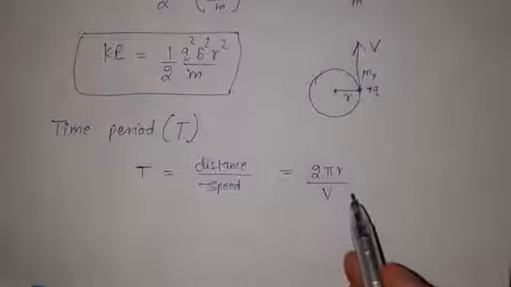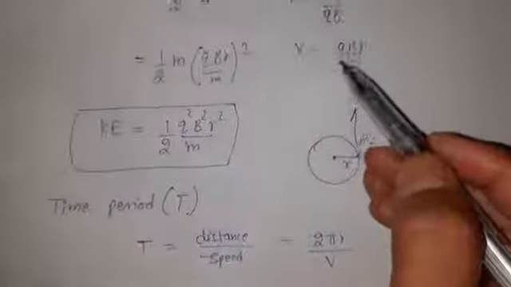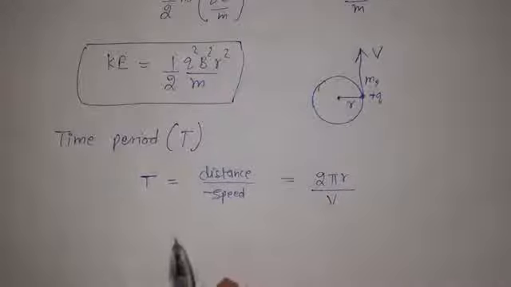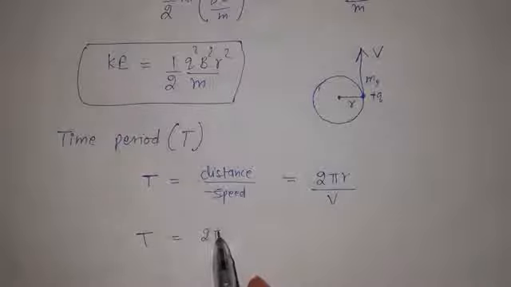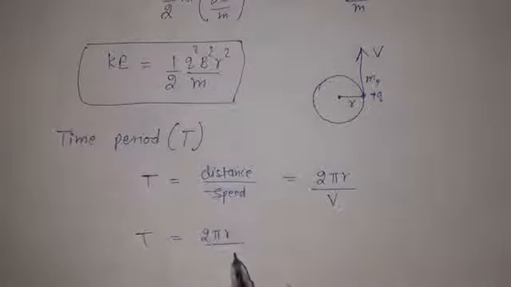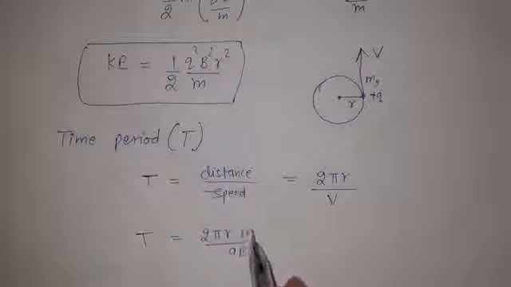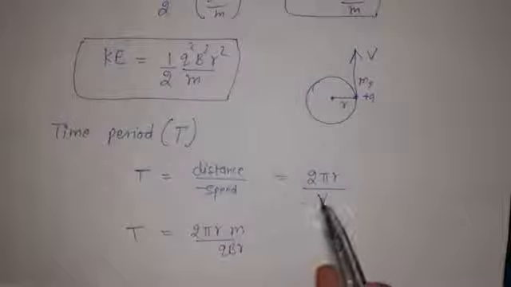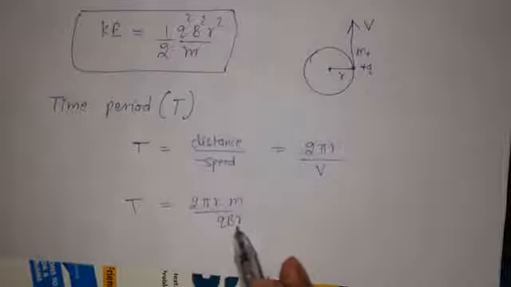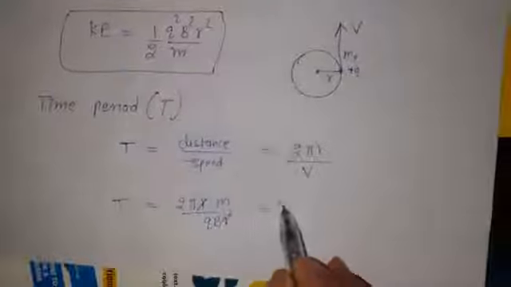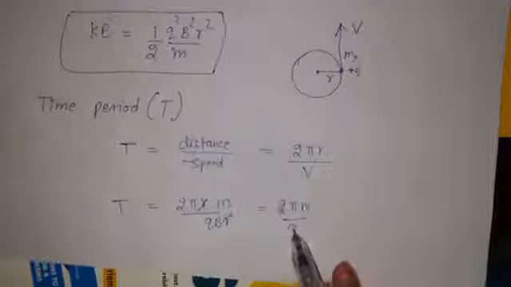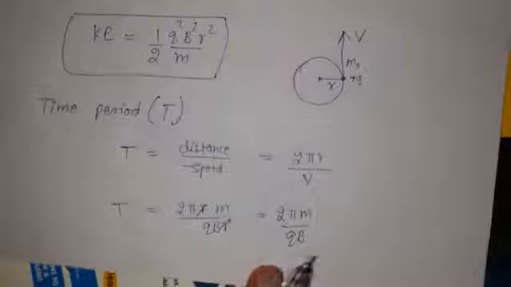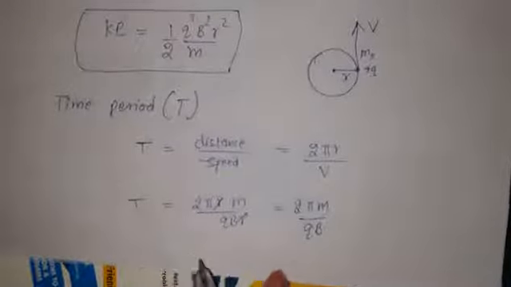Now this v value we have already used in the previous step, it is qBr by m. Using this, we have 2 pi r divided by qBr by m. The r cancels, and thus we have 2 pi m by qB. This is the time period, the time taken to complete one round.